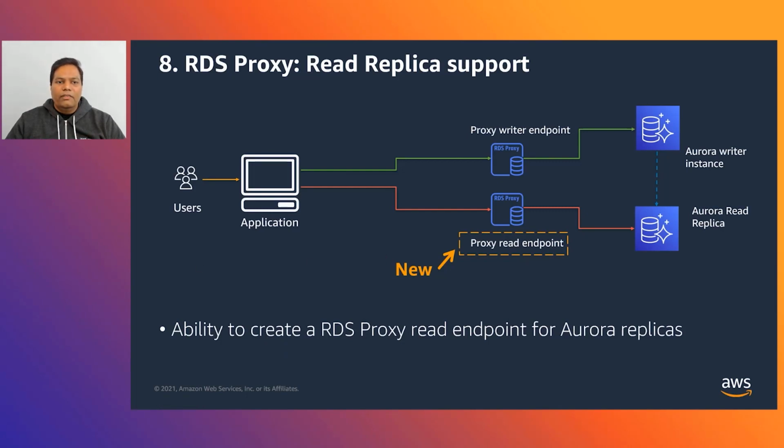RDS Proxy has been around for some time now, but we mainly supported writer instances with RDS Proxy. This year, we also launched the ability for RDS Proxy to talk to reader instances as well. This capability is currently only supported for Amazon Aurora, but we plan to expand this to other open source databases as well. So if you have read-only workloads that need to talk to a read replica, you can use the RDS Proxy read endpoint, which will let you talk to the read replica while taking advantage of the proxy features like connection pooling.